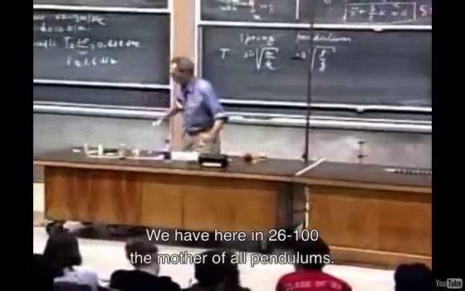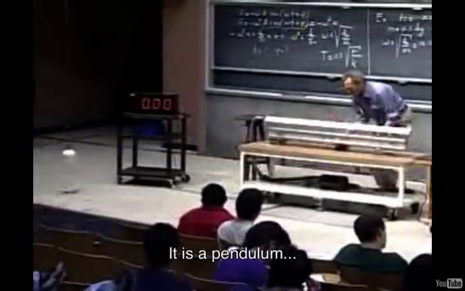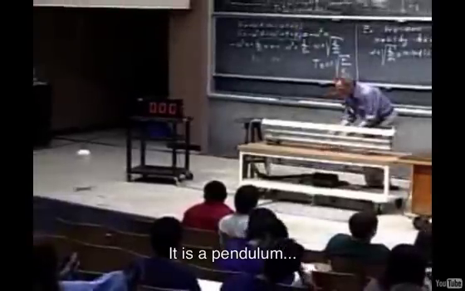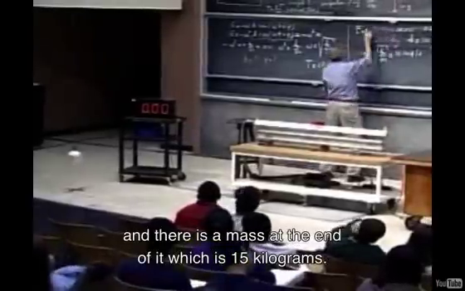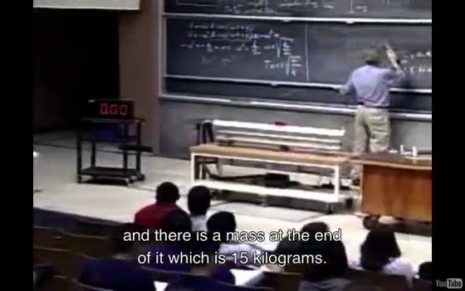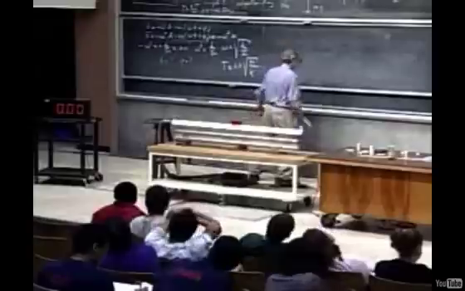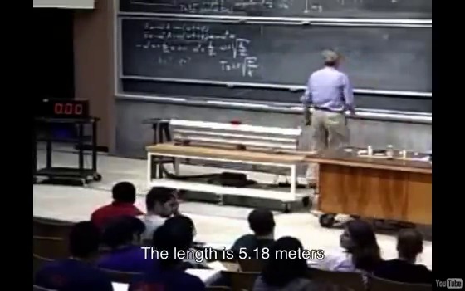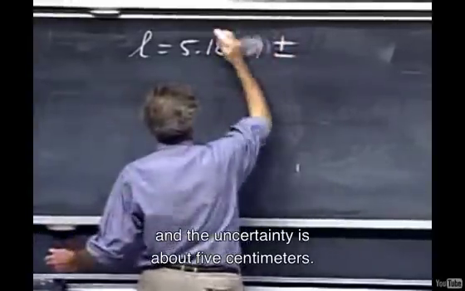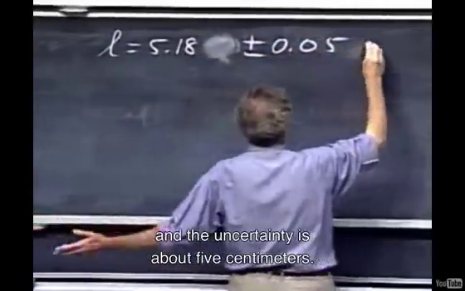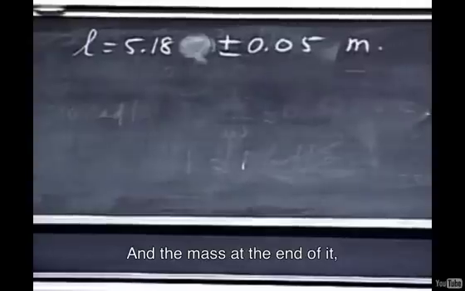We have here in 26100 the mother of all pendulums. It is a pendulum which is 5.1 meters long, and there is a mass at the end of it which is 15 kilograms. The length is 5.18 meters, and the uncertainty is about 5 centimeters. We can't measure it any better. And the mass at the end of it, which doesn't enter into the period, is about 15 kilograms.